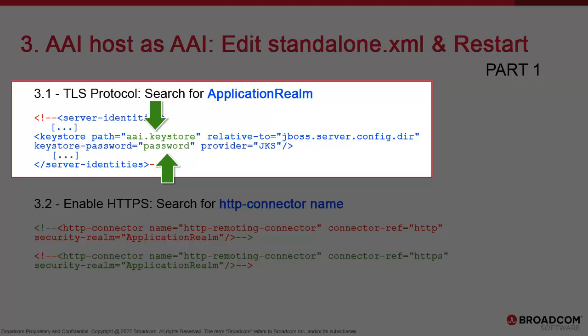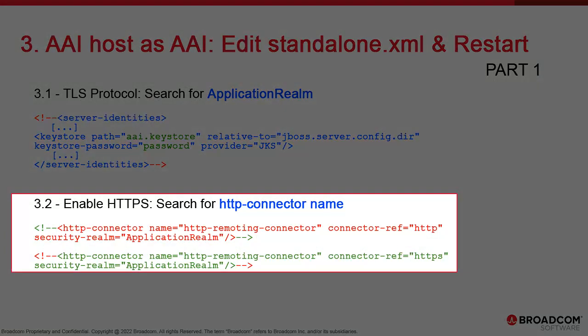When these passwords are required in other parts of the configuration, we'll show them in blue boxes. In the next step, we enable HTTPS. Search for http-connector name. First, comment out the HTTP connector tag. Enter the less than symbol, exclamation point, and then dash at the beginning, and close out the comment at the end. Second, remove the matching comment symbols for HTTPS.